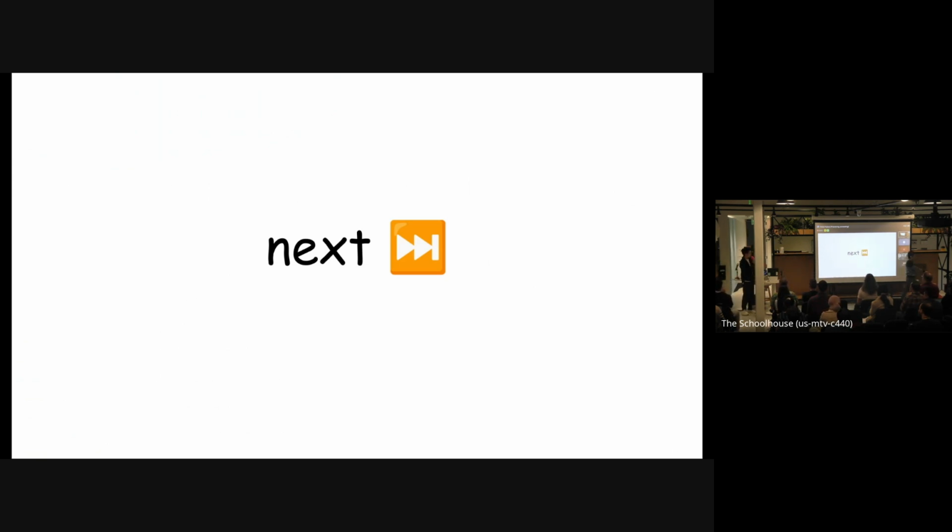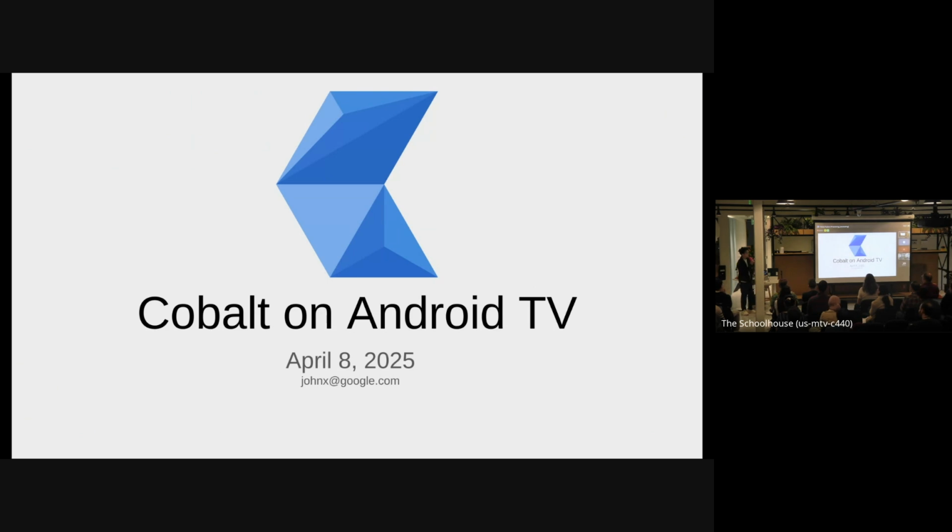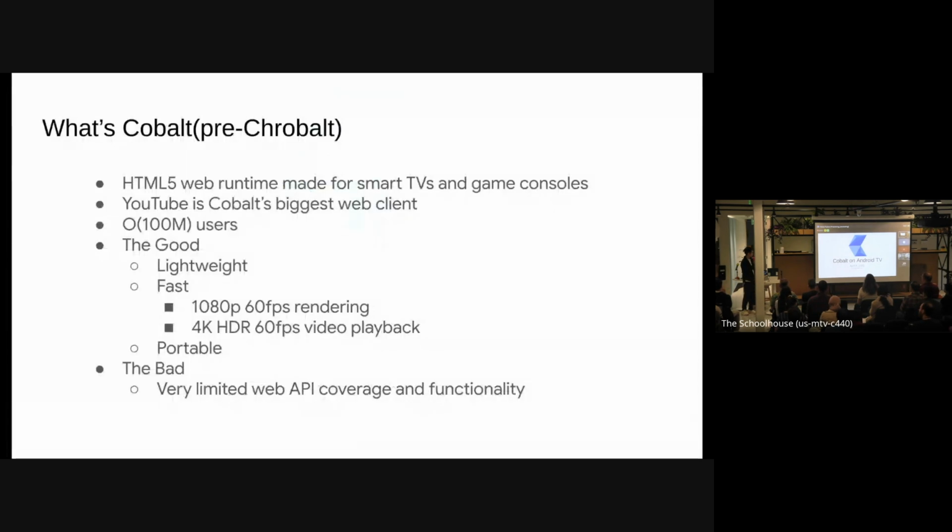Hello, BlinkOn. I'm John Xu from the YouTube Cobalt team, and I'm here to tell you about our new project, Cobalt. So first, let me tell you a little bit about our history. Cobalt was an HTML5 mini browser for smart TVs. YouTube is Cobalt's biggest web client. Cobalt has a few hundred million users. It's lightweight, it's fast, it can play 4K video on very cheap devices, and it's very portable. We supported a dozen different platforms.